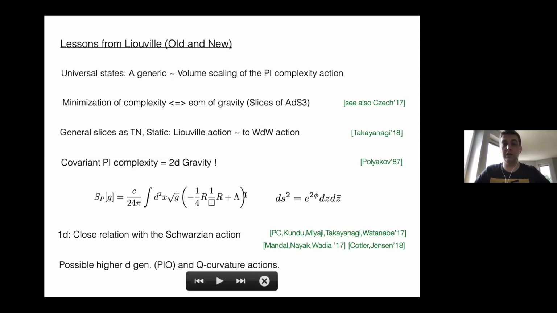And if you take this covariant formula with lambda being a cosmological constant and plug in this particular ansatz for the metric, which is just a gauge, then you precisely reproduce the Liouville action. This theory itself has a very close connection with the Schwarzian action. Actually, in the path integral optimization procedure, we can make this connection in 1D when we do it in 1D. It also gives some interesting hints on how this approach might be generalizable to higher dimensions. Namely, we proposed some generalization of the Liouville action in higher dimensions, but also this Polyakov action, at least in even dimension, has a very close connection with so-called Q curvature actions.